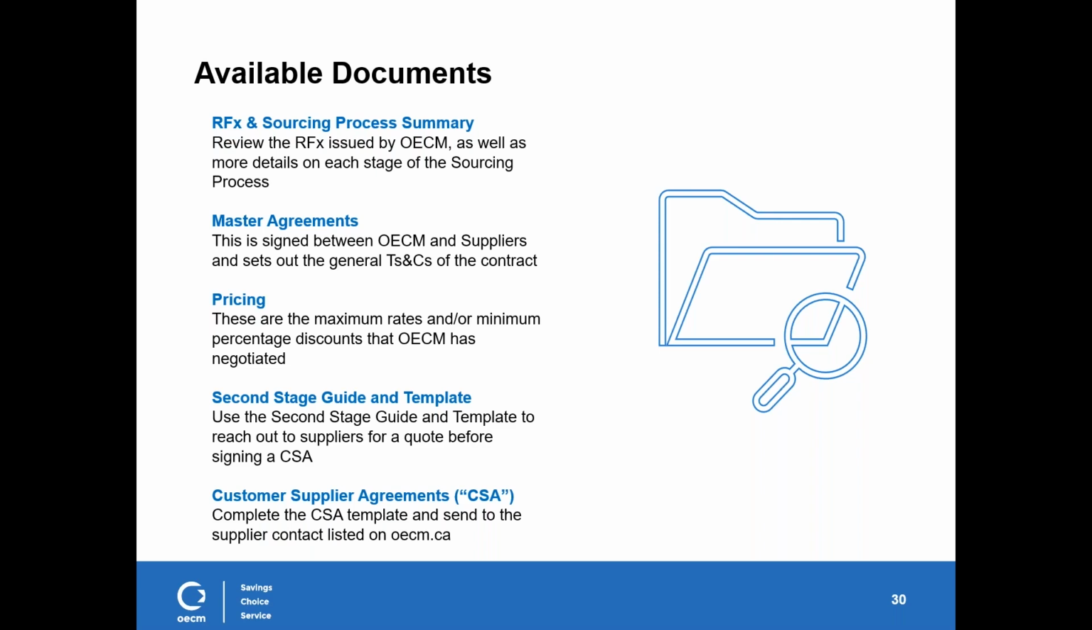Next, we have the master agreements. The master agreements are documents that set out the general terms and conditions of the contracts and are signed by OECM and the suppliers. The price lists are documents that show either the maximum rates and/or minimum percentage discounts off from the list price that OECM negotiated with each of the suppliers. So please note that pricing is negotiable depending upon spend, quantity, scope, etc.